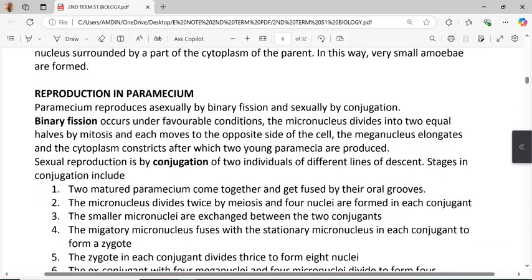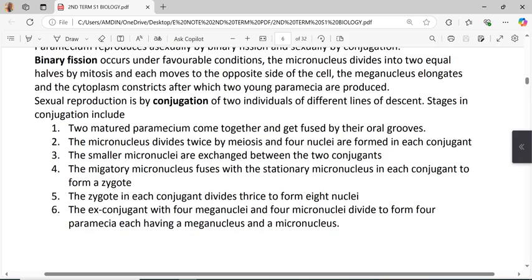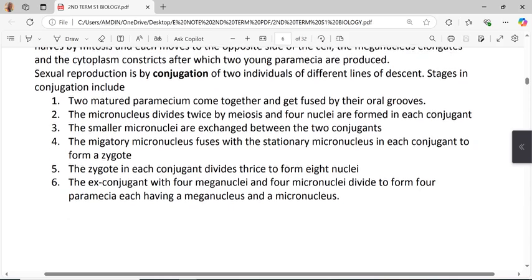Reproduction in paramecium. Paramecium reproduces asexually by binary fission and sexually by conjugation. Binary fission occurs under favorable conditions. The micronucleus divides into two equal halves by mitosis, and each moves to the opposite side of the cell. The meganucleus elongates and the cytoplasm constricts, after which two young paramecia are produced.